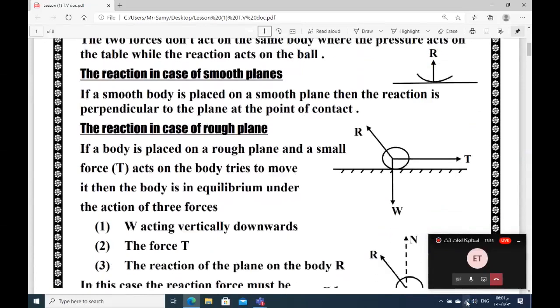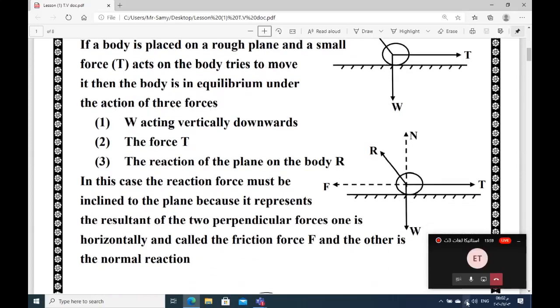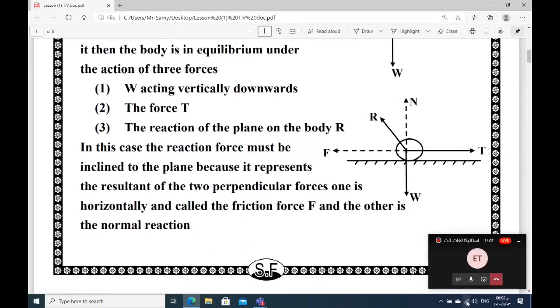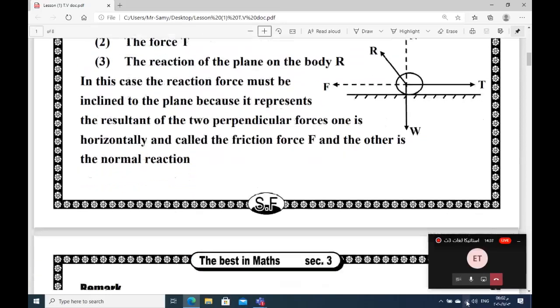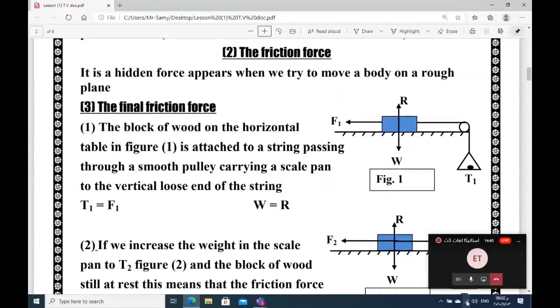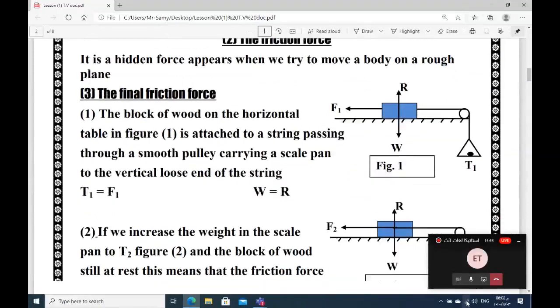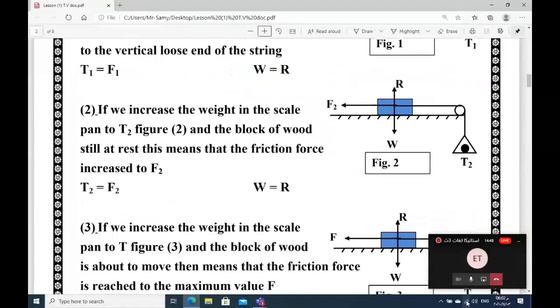The reaction of the plane equals the weight of the body, and this is the normal reaction. When we try to move the body or pull the body on the rough plane, the friction force appears to try to stop the motion of the body. This force, اللي هي الفريكشن فورس, can be combined with the normal reaction of the plane, and we find the resultant of the two forces, the force R dash, اللي بنسميها resultant reaction. بنتكلم عن الفريكشن فورس. احنا قلنا الفريكشن فورس appears when we try to move a body on a rough plane. لازم يكون rough plane.